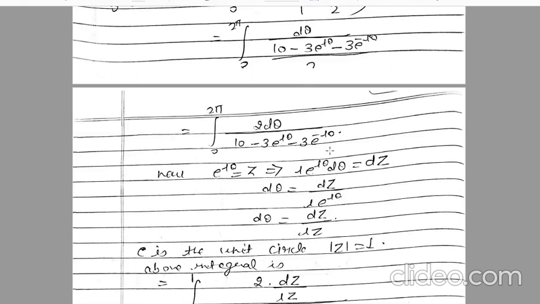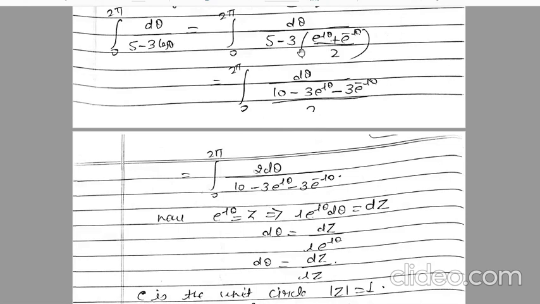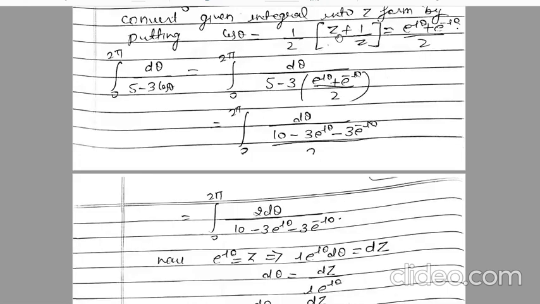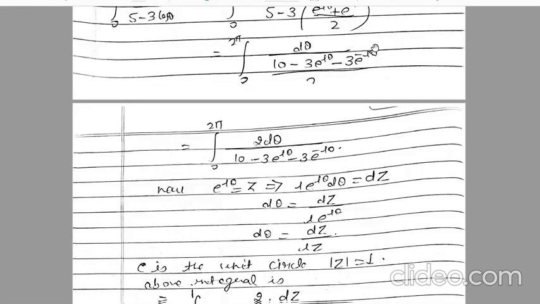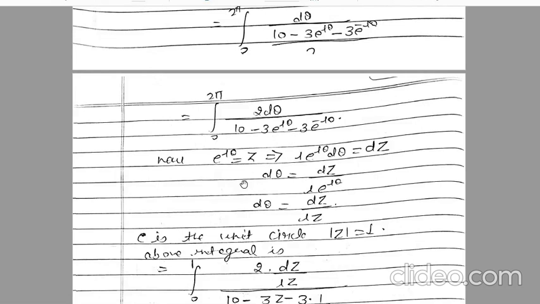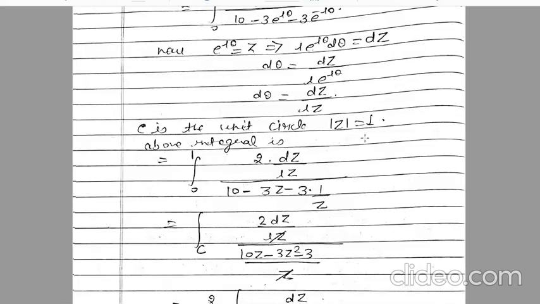So put e to the power i theta is equal to z. You can put z directly for cos theta, this one or this one. After that we will put e to the power i theta is equal to z here, and the d theta value. C is a unit circle, so mod z is equal to 1. After that, integration over C of 2 into z, dz upon iz, this is the d theta value.